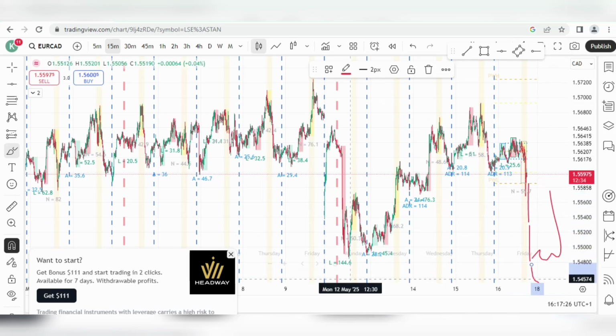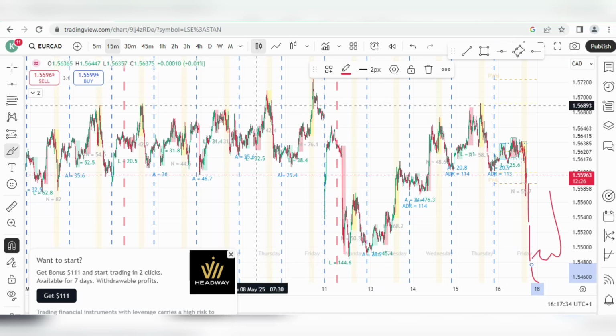So let's look at another example on Euro GBP.